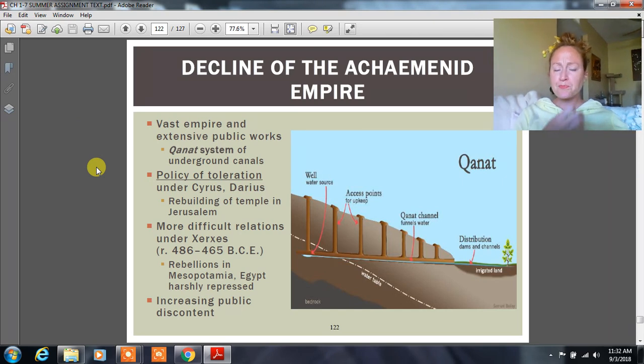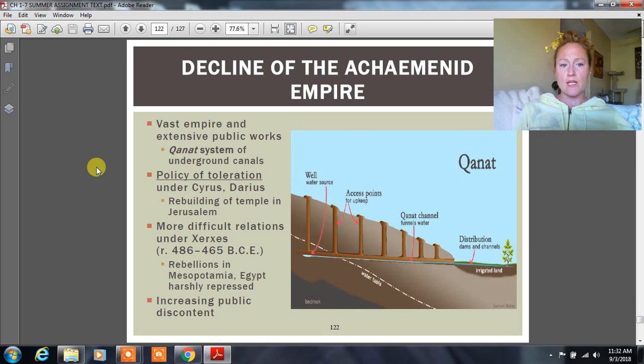Under Cyrus and then later Darius, for the most part, Persians had a policy of toleration. To elaborate on that a bit, they obviously conquered many different peoples, and one of the ways they tried to avoid rebellion is that they allowed local cultures to maintain their own culture. They did not necessarily impress upon them Persian belief systems.